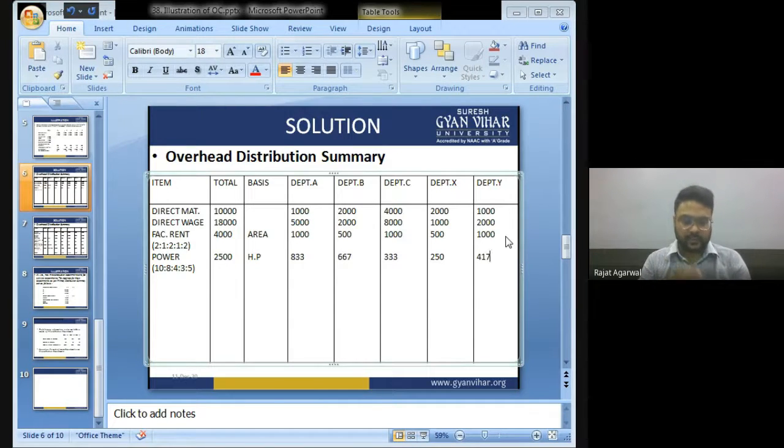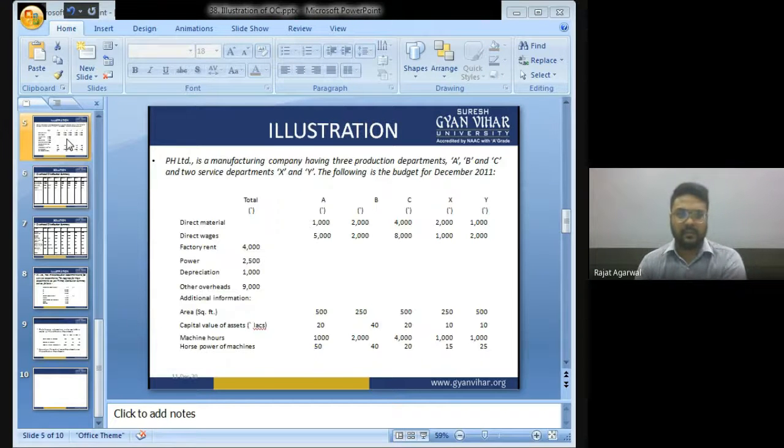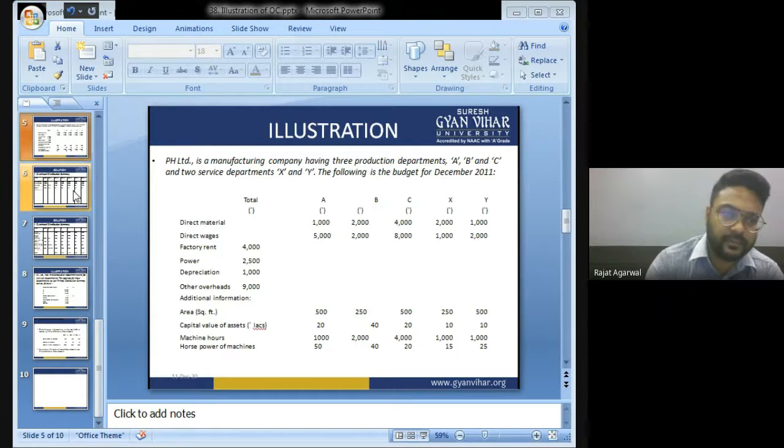Let us calculate this now. Is it correct or not? 833 plus 667 plus 333 plus 250 plus 417. Okay. So power has been distributed. After power, depreciation.